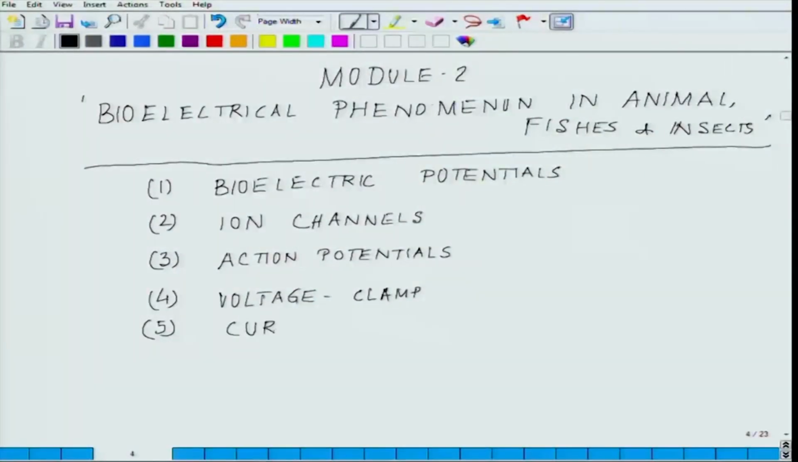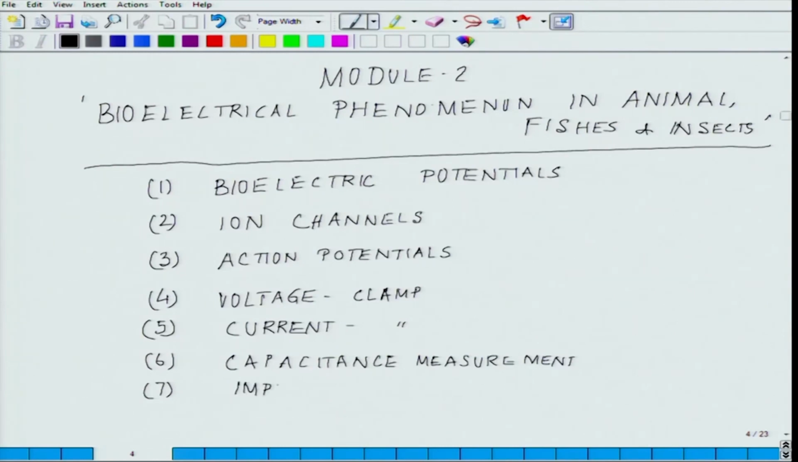So, voltage clamp studies, then the current clamp studies, and then capacitance measurement, and the significance will come. Capacitance measurement is followed by impulse propagation, then in that same line we could introduce the brain and the memory.